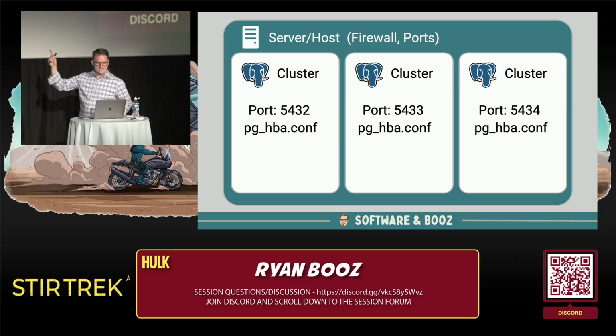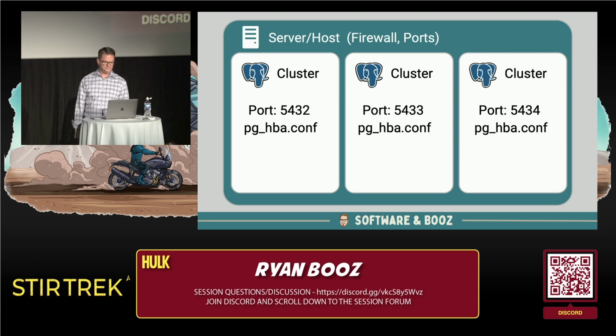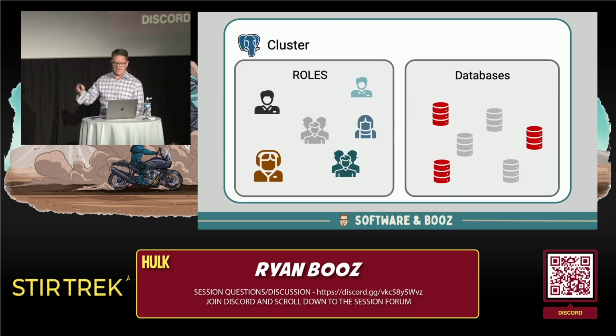Every cluster has an HBA conf file, and they have to have their own port for you to connect to. The HBA conf file we'll talk about in just a second. So you have the cluster, and then within the cluster you have roles at the server cluster level and databases at the server cluster level. And in some other databases, those roles are partially at the instance level, and then they're also replicated in various ways down within the database. And that's not how Postgres works, and that's one of the confusing pieces that really trips people up as we go.